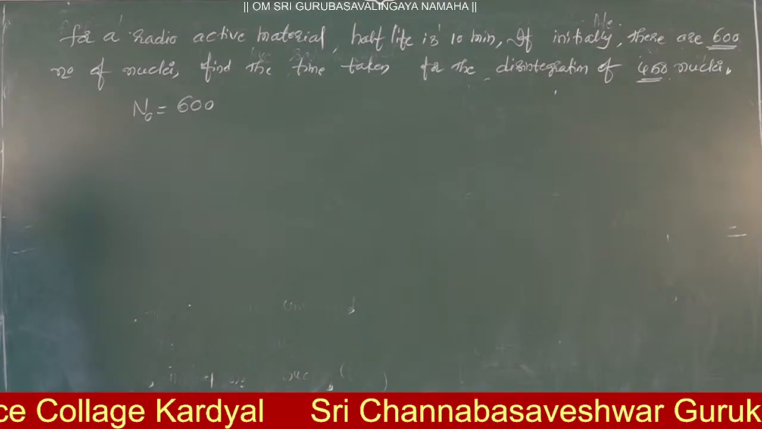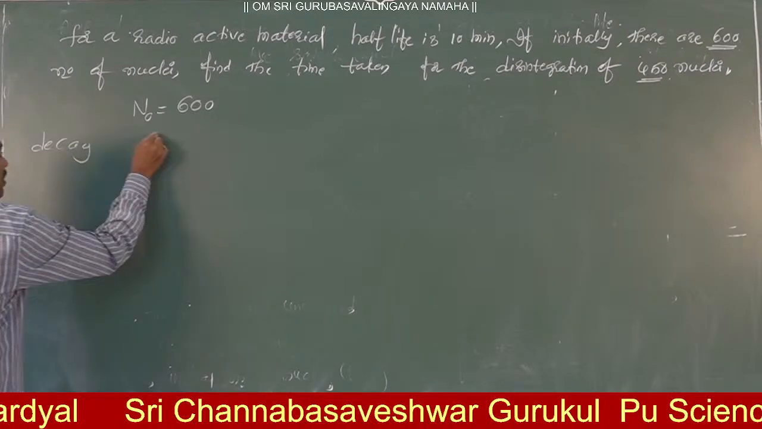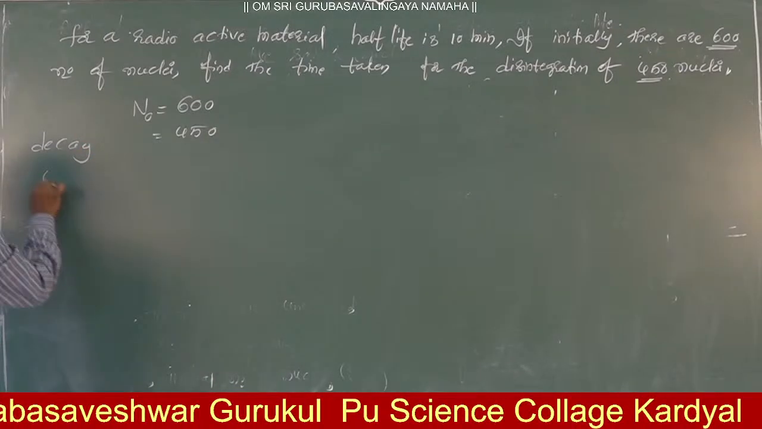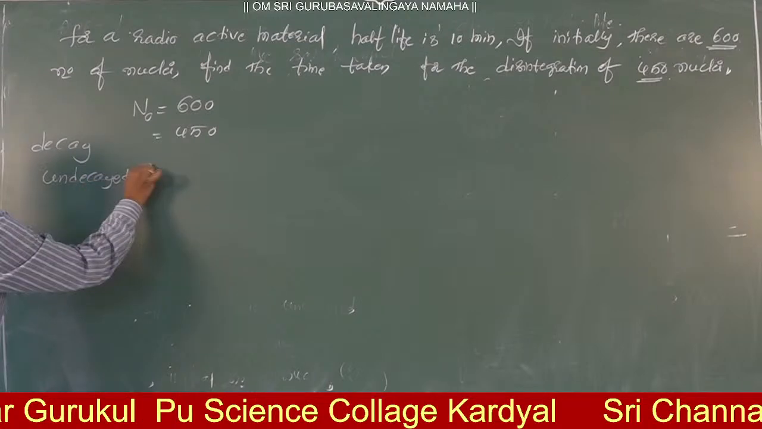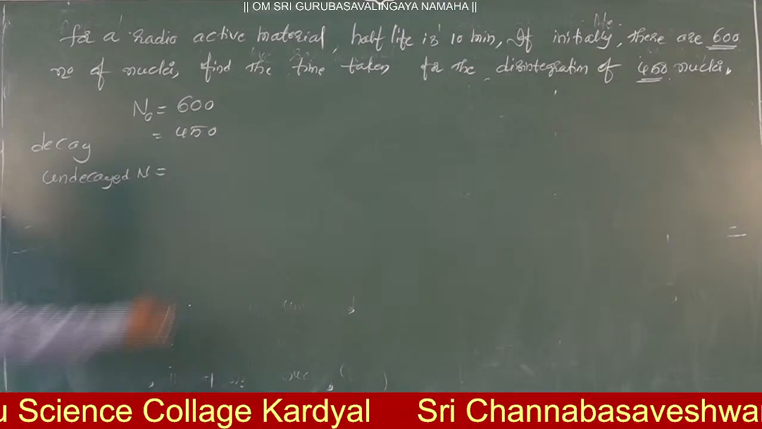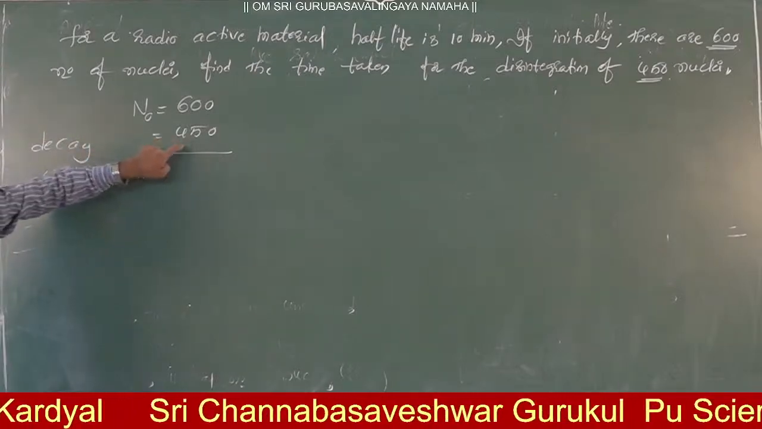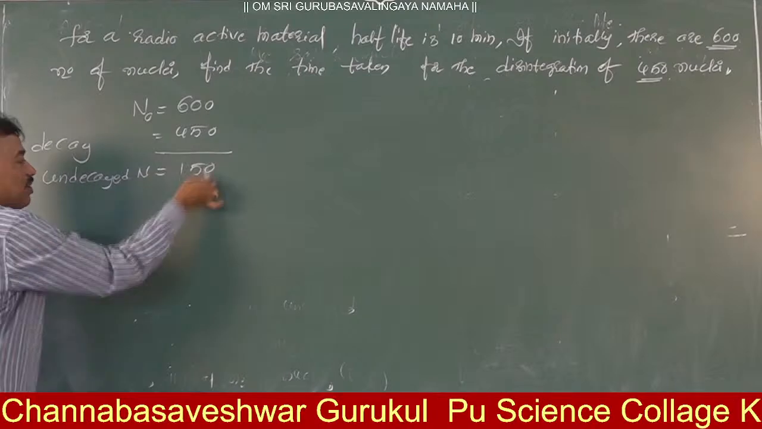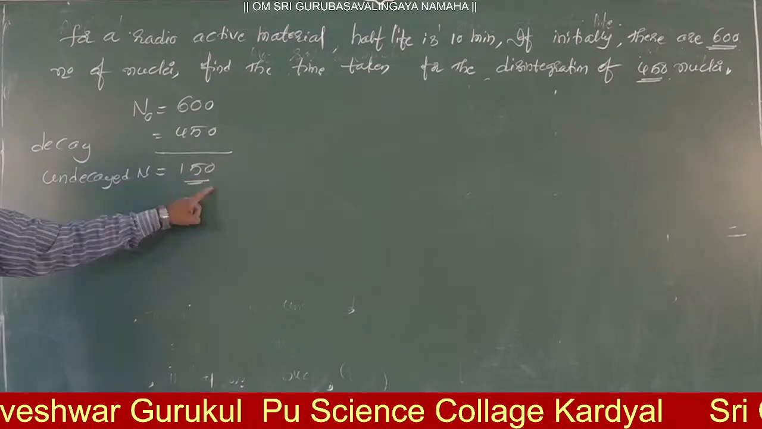Decay is equal to how much? Decay is 450. Do we need decayed or undecayed? Undecayed. So undecayed is N. So N is equal to how much? Initially 600, decay is 450, so remaining is 150. So undecayed is equal to 150.